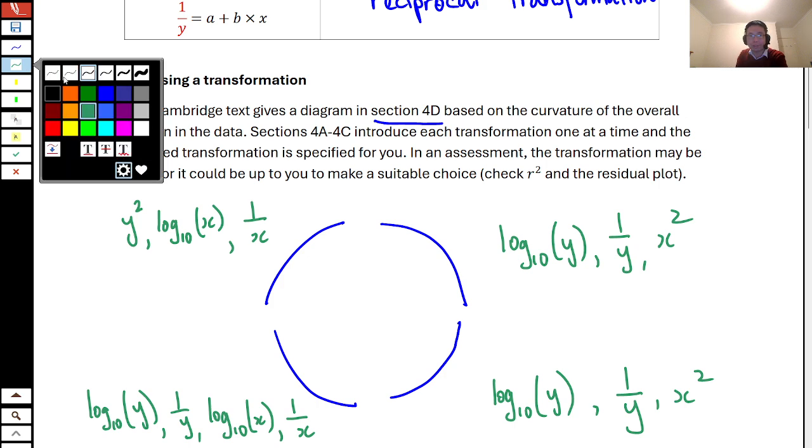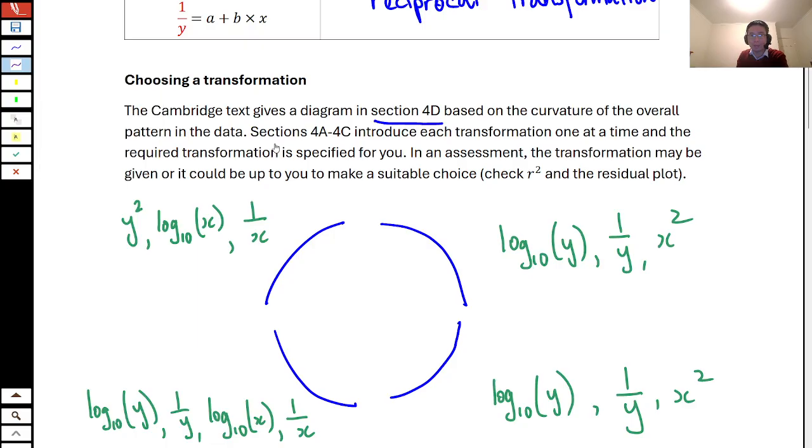But for the first 3 exercises, the authors of the textbook have allocated 1 transformation per exercise. So to start with, we tell you which transformation you need to apply and get you to do the analysis. And by the end of the chapter, we assume that you know all 3 transformations and we leave it up to you to pick the transformation.